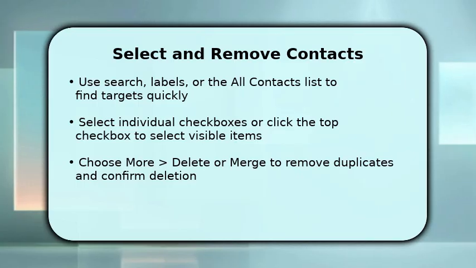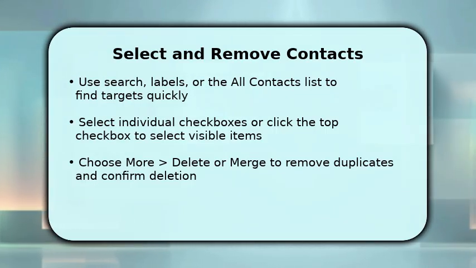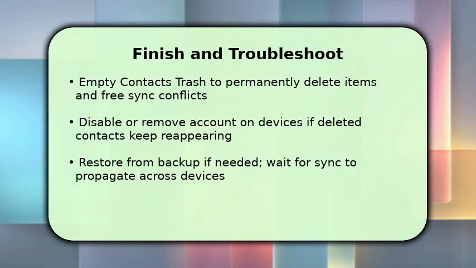Once selected, open the More menu and pick Delete to move them to trash, or merge if you only need to combine duplicates. Confirm the action when prompted to finalize it. Finish by emptying the trash in Google Contacts so deletions become permanent and clear sync conflicts.